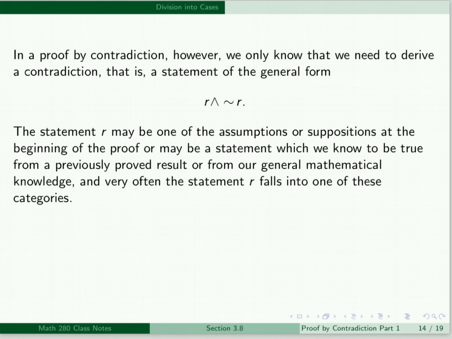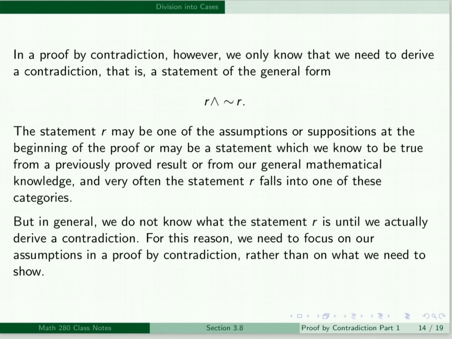The statement R may be one of the assumptions or suppositions at the beginning of the proof, or may be a statement which we know to be true from a previously proved result or from our general mathematical knowledge, and very often the statement R falls into one of these categories. But in general, we do not know what the statement R is until we actually derive a contradiction.